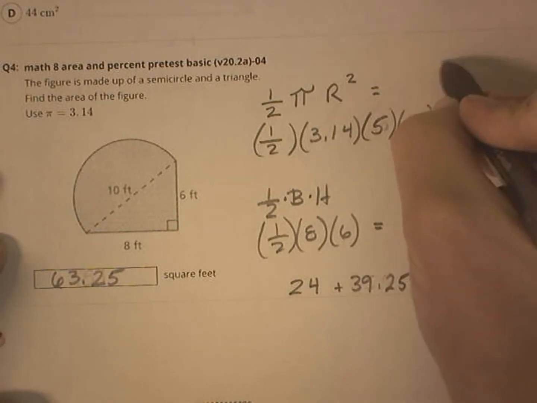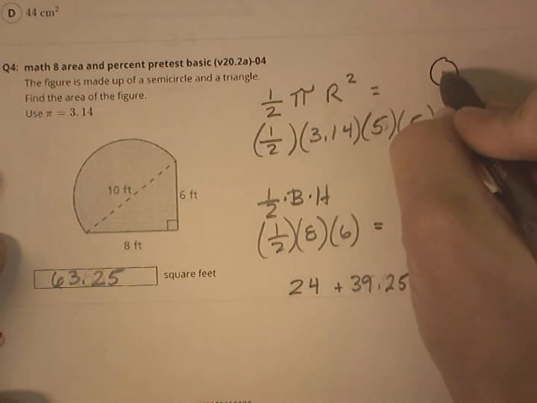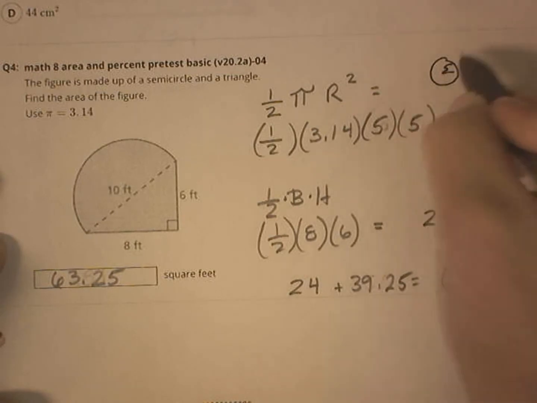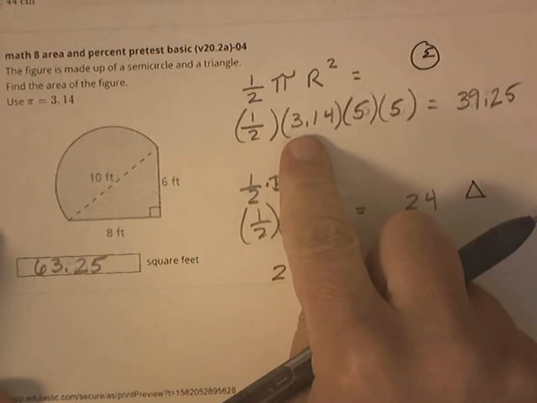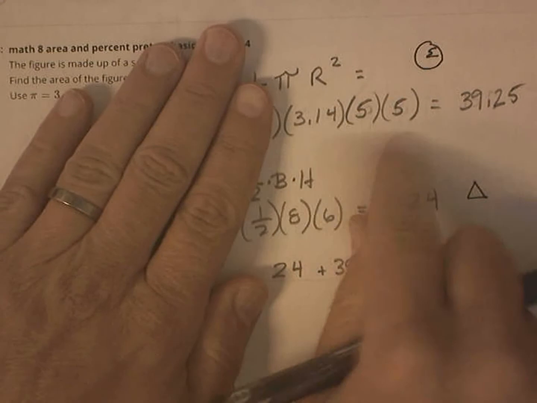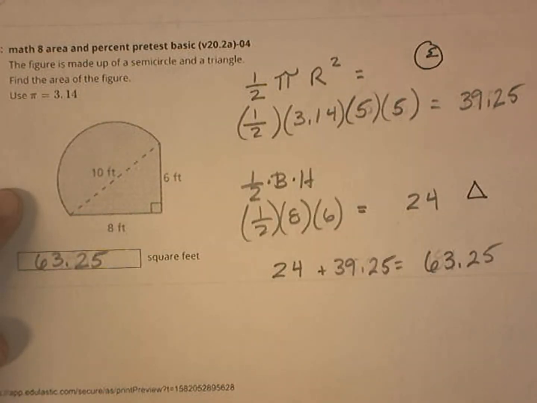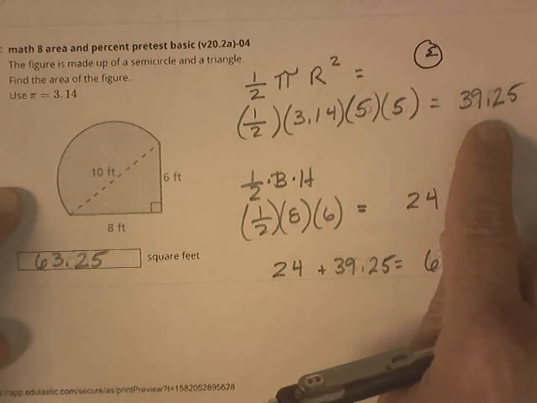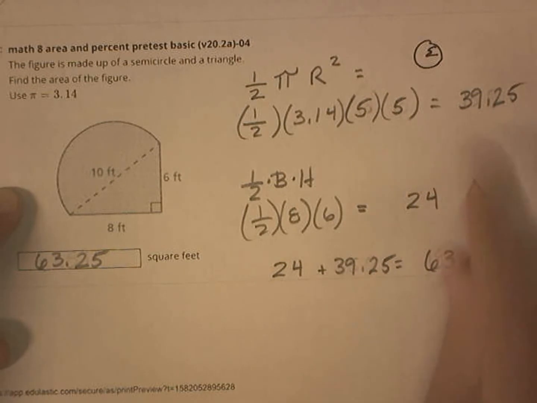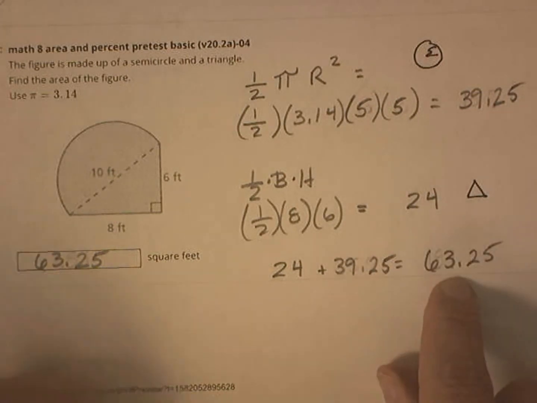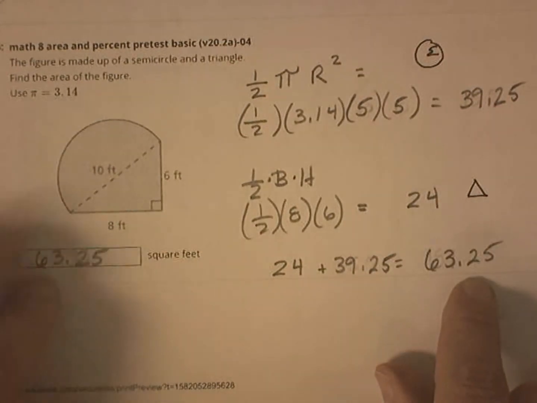And then here's the circle. And the circle has a radius of 5. So it's 3.14 times 5 times 5. So that's the area of the entire circle. But I only want half a circle, so I cut it in half. So it gives me 3.14 times 5 times 5 divided by 2, 39.25. So I have 39.25. That's the half circle. 24, add them together. And I get 63.25.